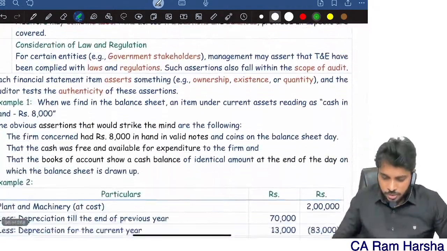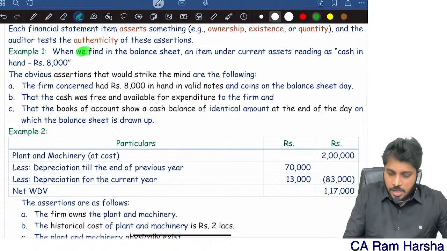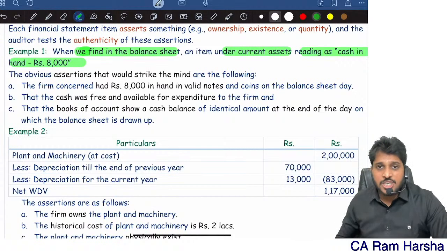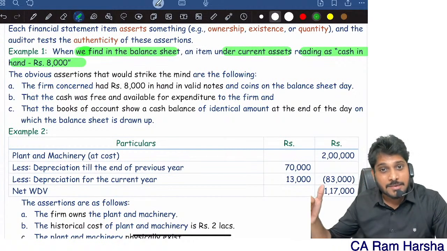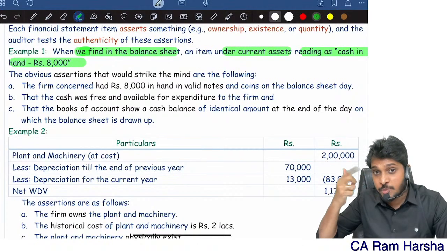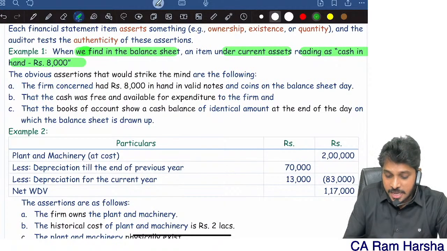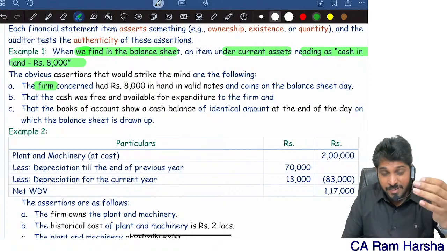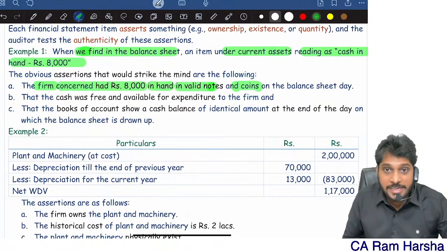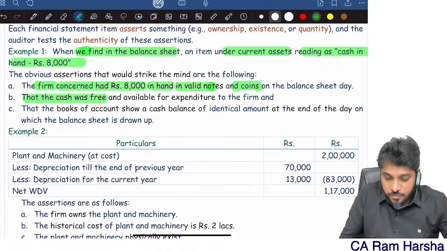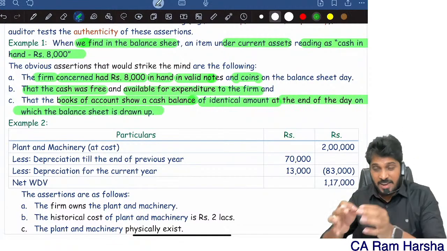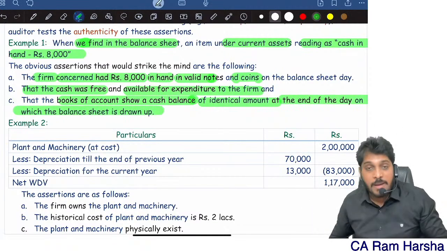For example, I found in the balance sheet under current assets cash in hand 8,000 rupees. What is management asserting there? What is management trying to tell through that balance sheet item? Management is indirectly saying that the company, firm, entity, organization, concern, anything is the same, had 8,000 in hand in notes and coins. Indirectly, that's what they're saying: that the cash was free and available for expenditure, and the books of account also show an identical amount at the end of the day. So when I see a balance sheet with 8,000 rupees cash in hand, this is what management is asserting.